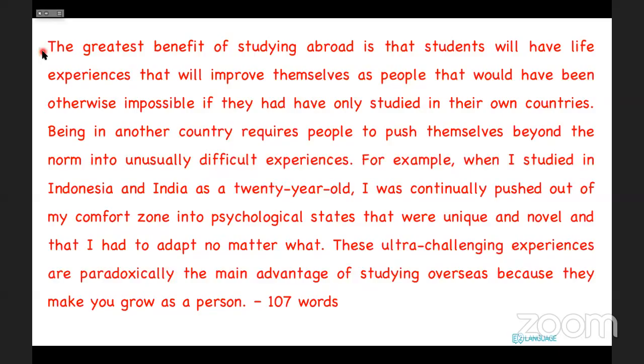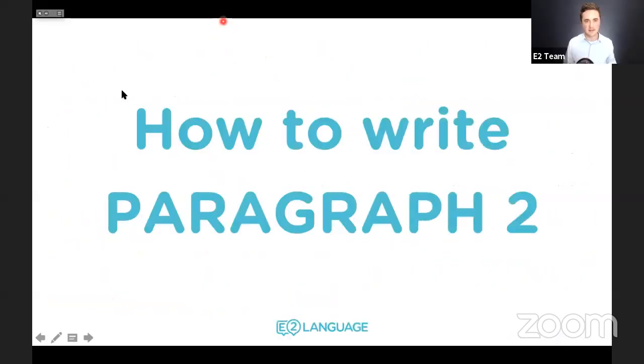That's my reason, my example. For example, when I studied in Indonesia and India as a 20-year-old, I was continually pushed out of my comfort zone into psychological states that were unique and novel and that I had to adapt to no matter what. Final sentence, which restates my main advantage. These ultra-challenging experiences are paradoxically the main advantage of studying overseas because they make you grow as a person. It's a complex one, but cool, fine.